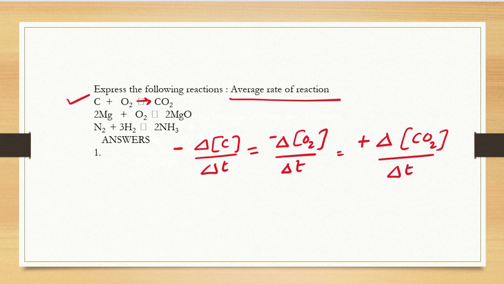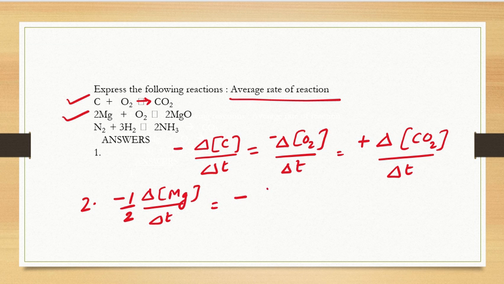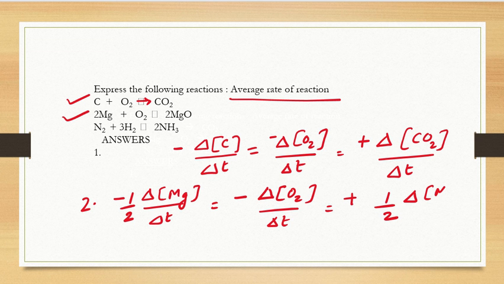Same way, there are some other questions given. 2 Mg plus O2 giving 2 MgO. So here you have balanced terms, so keep in mind how to write the balanced terms. You have to write minus 1 by 2 delta Mg by delta T is equal to minus delta O2 by delta T is equal to plus 1 by 2, again it will come because you have got a coefficient 2, delta MgO by delta T.